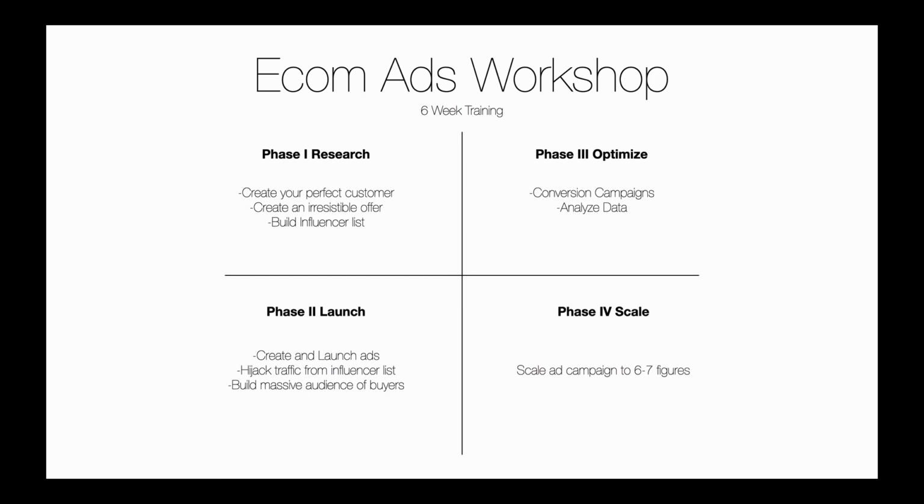And that moves me to phase 4, which is scale. So we're going to scale your ad campaign to 6 and 7 figures. So once we find those winning ads, we're going to increase the ad spend, we're going to start retargeting, and we're going to boost your store and get you to 6 and 7 figures.